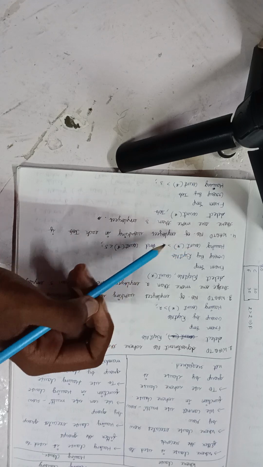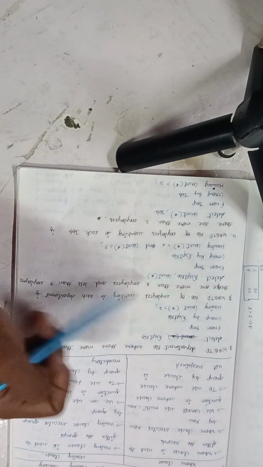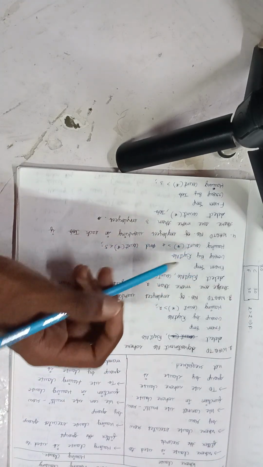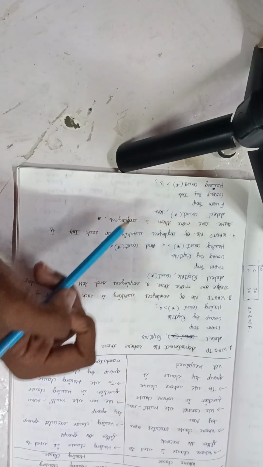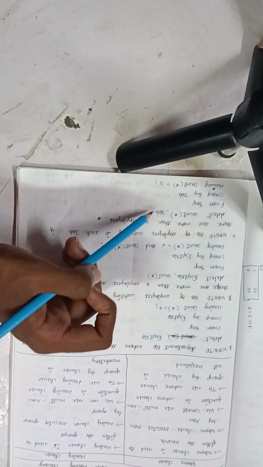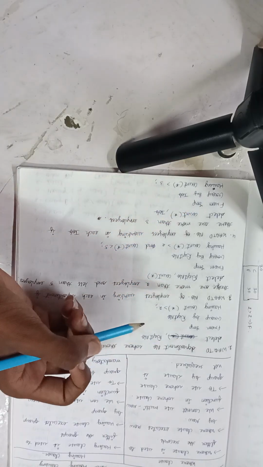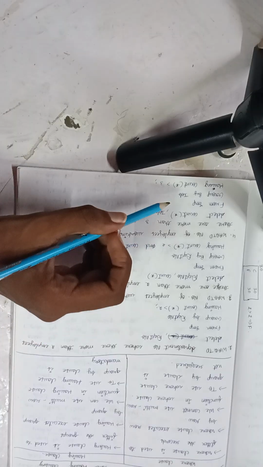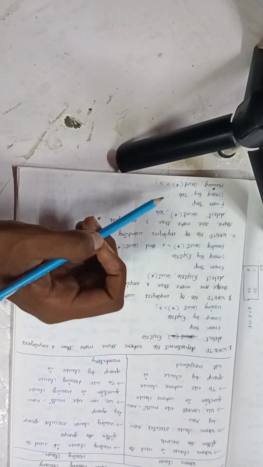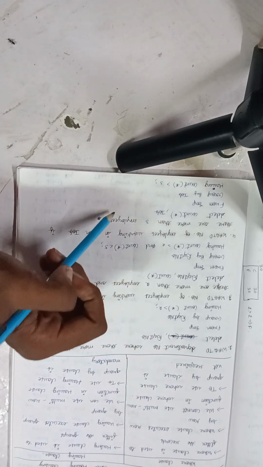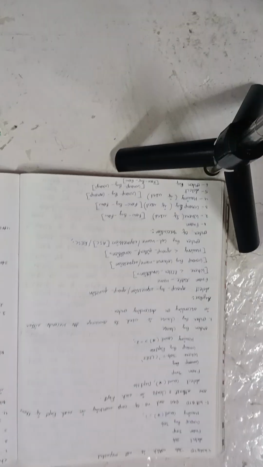Write a query to display the number of employees working in each job if there are more than 3 employees. Select count(*), and here we want job, so comma job from EMP, group by job. I want to separate the groups by job. Having count(*) > 3. I want employees greater than 3.